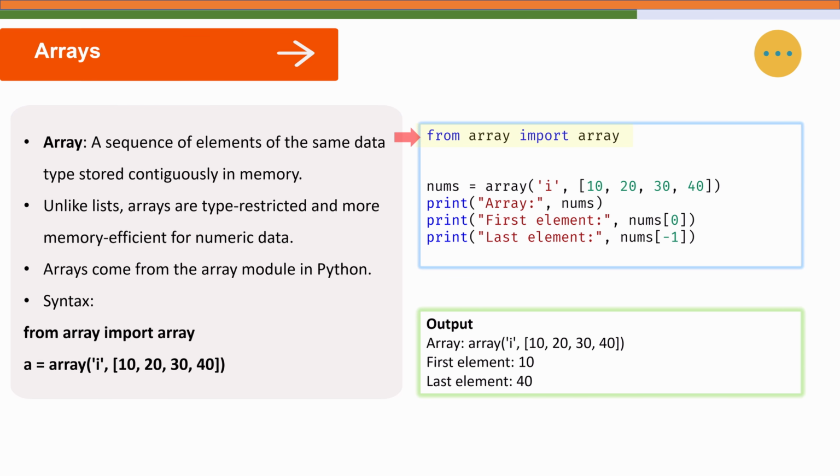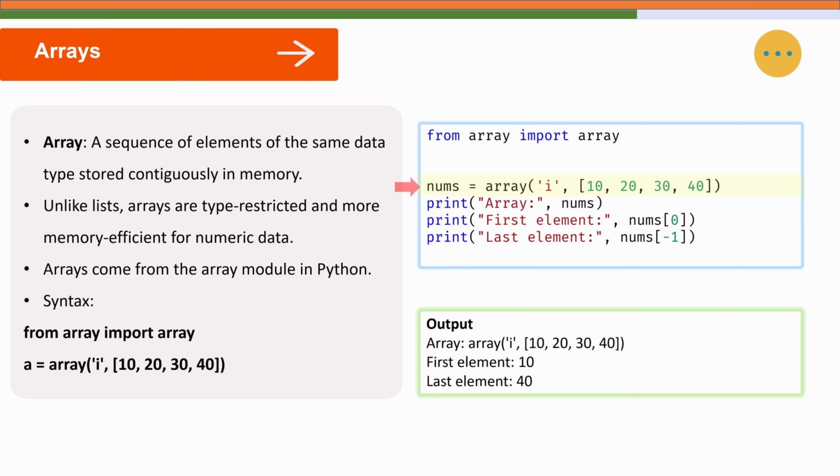When creating arrays, we specify a type code. It tells Python what type of element will be stored and how much memory to allocate for each. The i type code stands for 4-byte integer, and f and d are for floating point numbers.